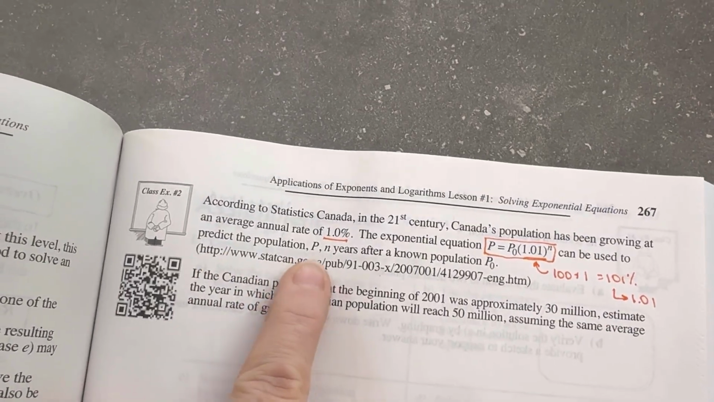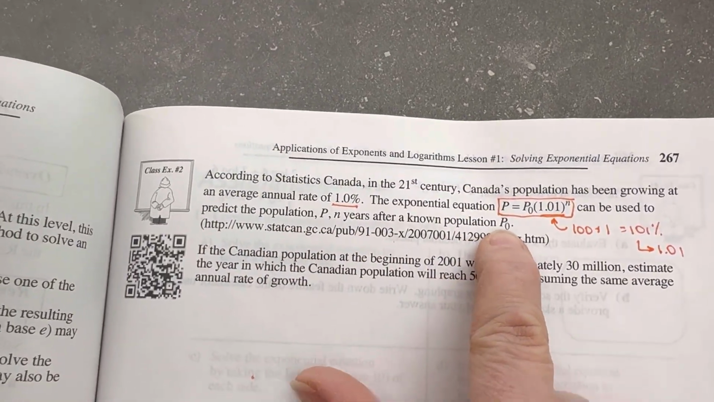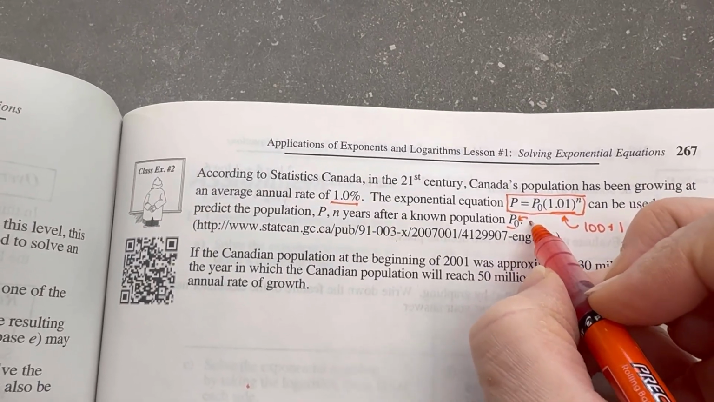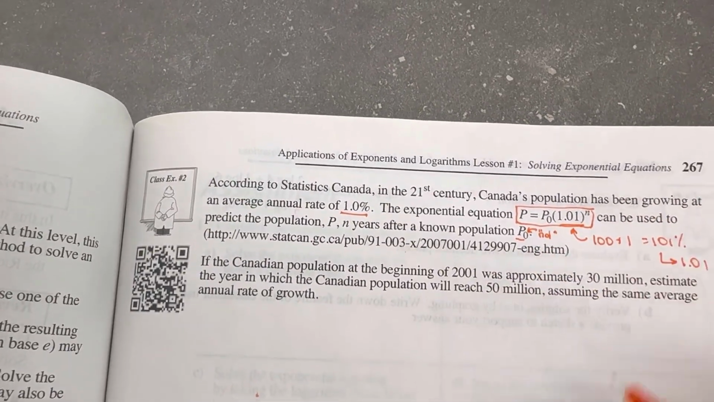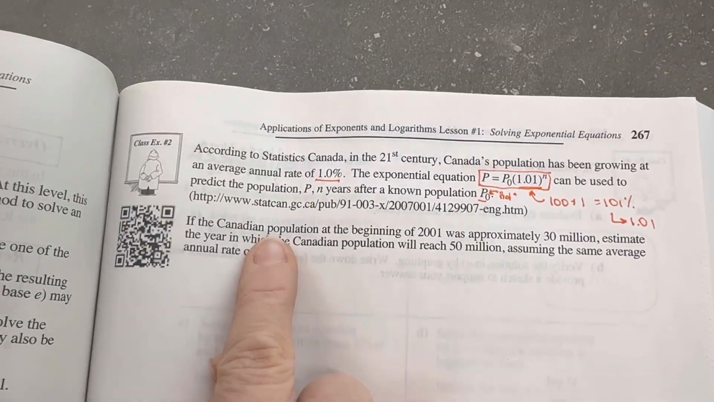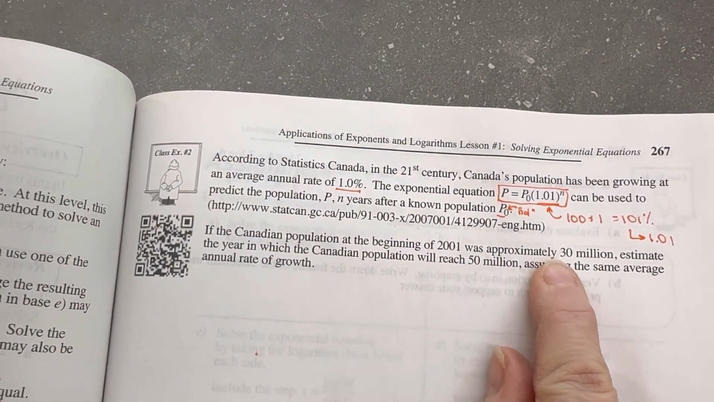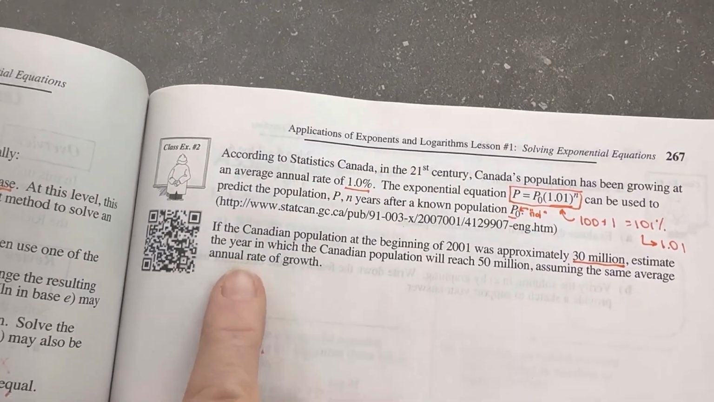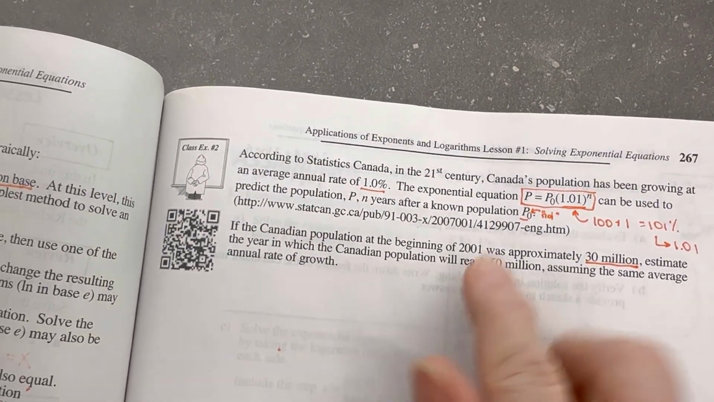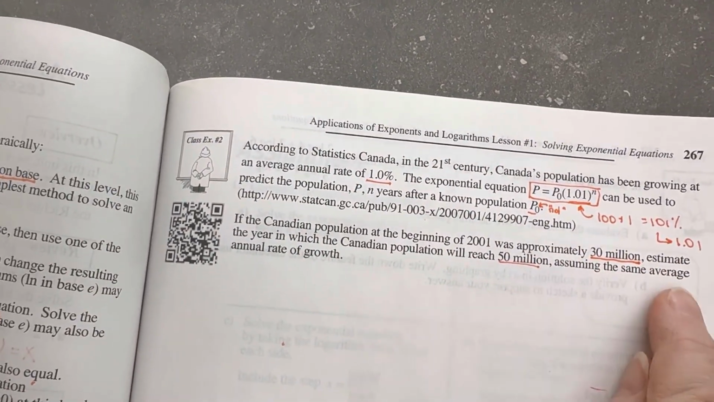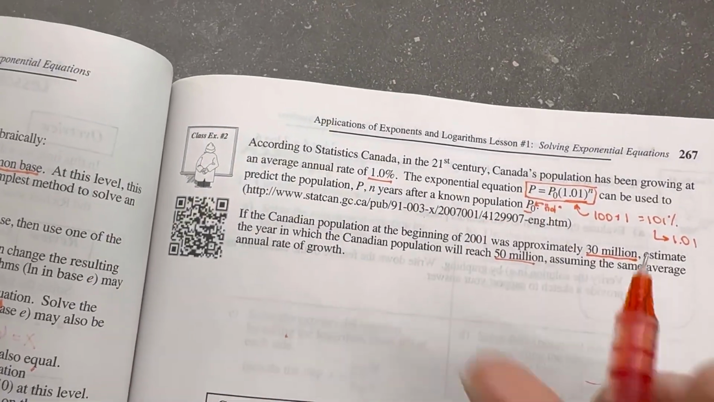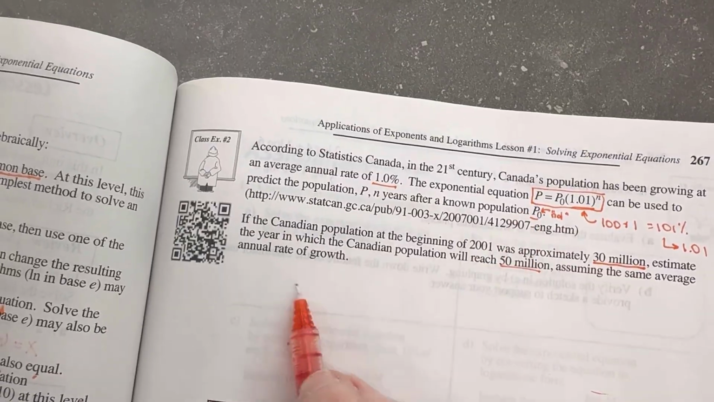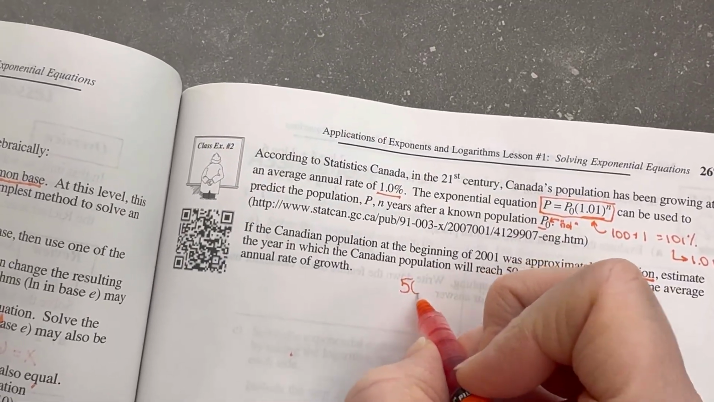Can be used to predict the population n years after the known population. So that's going to be n naught. So anytime you've got a little 0 there, it's read as naught. Okay, if the Canadian population at the beginning of 2001 was approximately 30 million, estimate the year in which Canadian population will reach 50 million, assuming the same average annual rate. Okay, so P is predicting it after so many years, so it's gonna be 50 million.